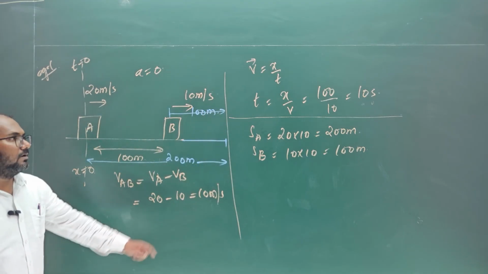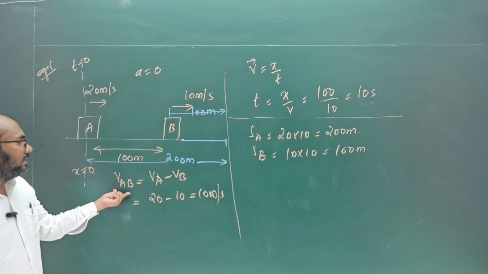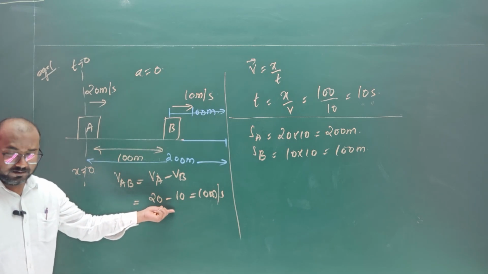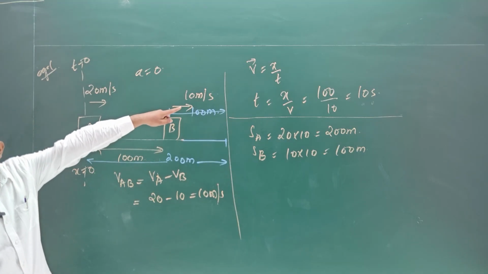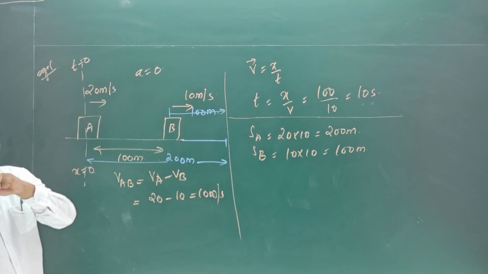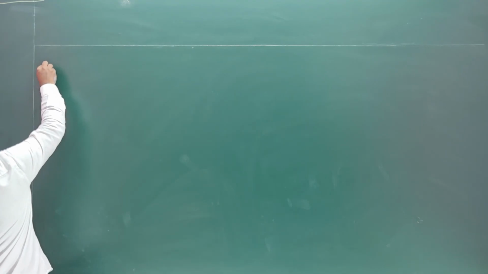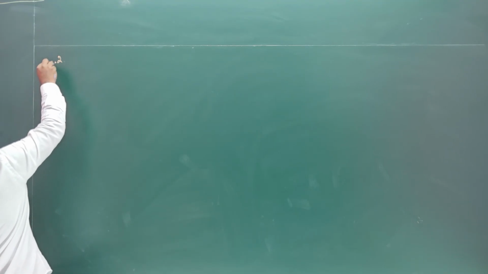Without solving all these things, we can finally use what? Relative velocity. Just by relative velocity, we can calculate, substituting relative velocity in that constant velocity equation. Did you get my point? Yes. Right on. Okay, try this example. Example number 2.